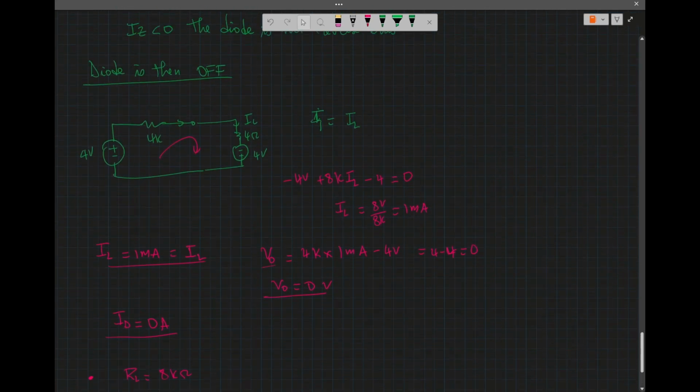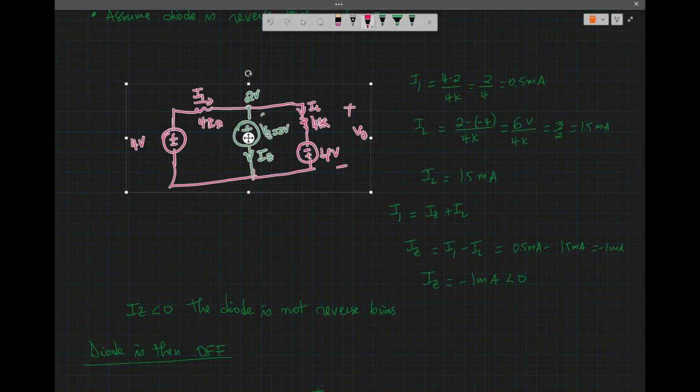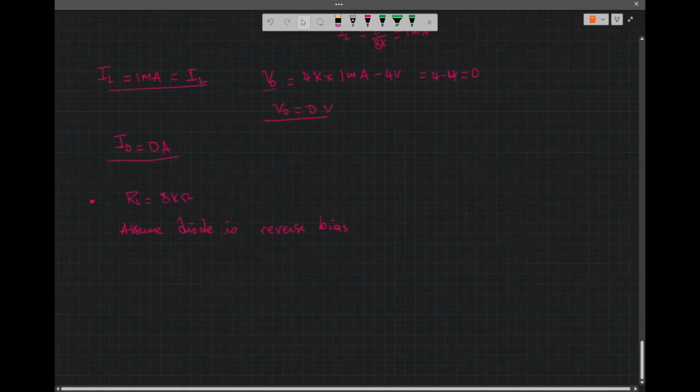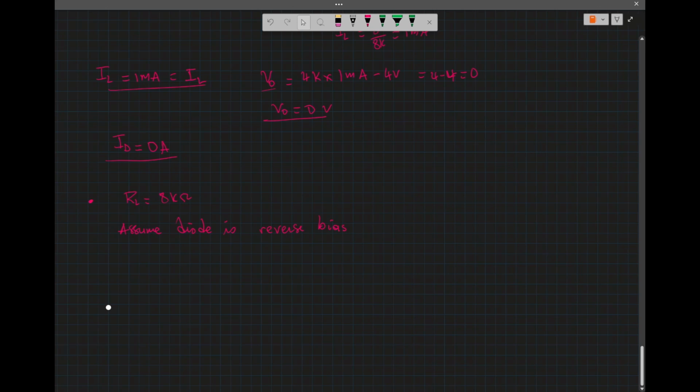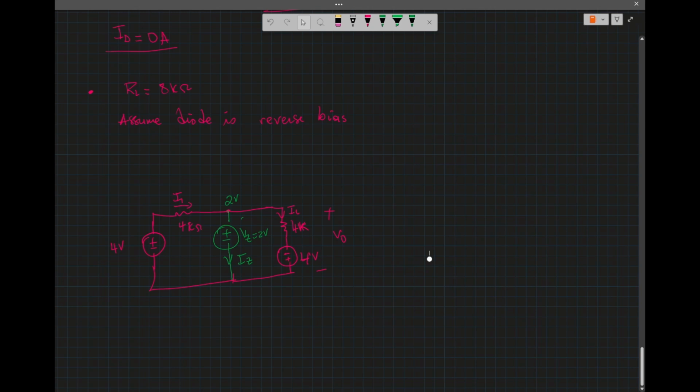So that's just a guess. So that's what we're trying to do. So take the network here instead of drawing the whole thing again. So I'm going to paste it here. So what we're going to do, we are going to change the load to 8 kilo ohm.